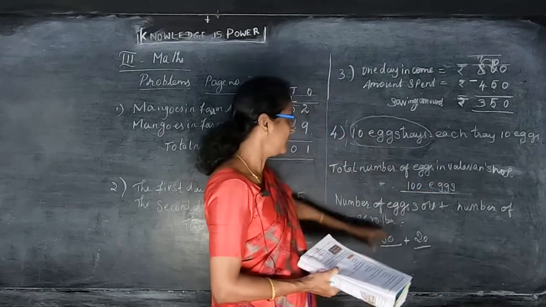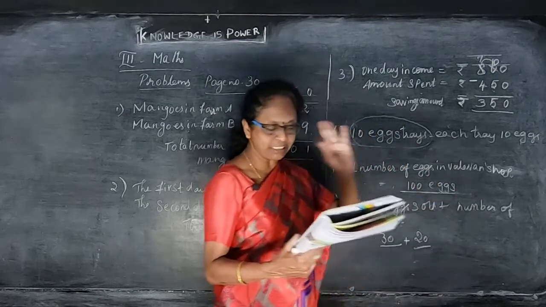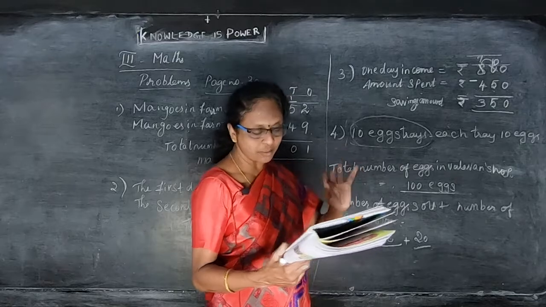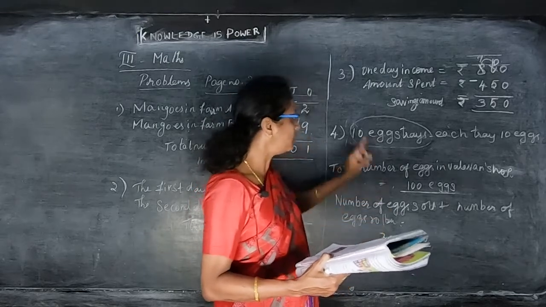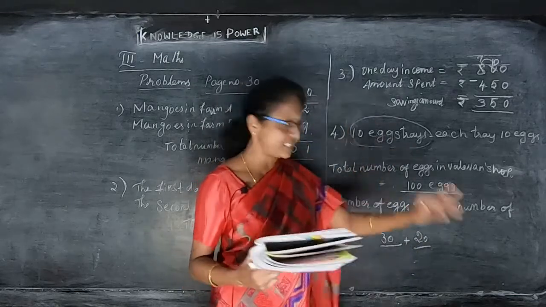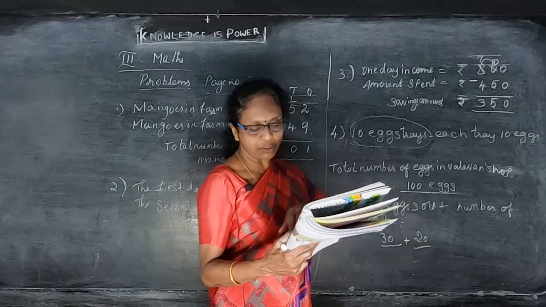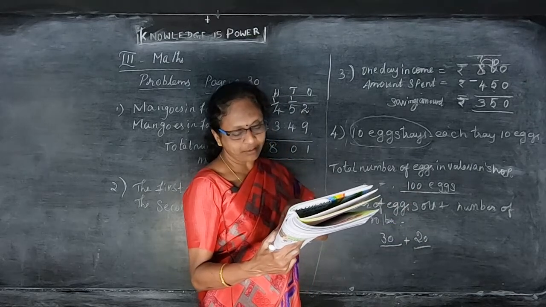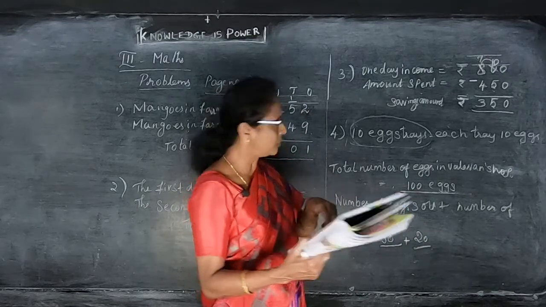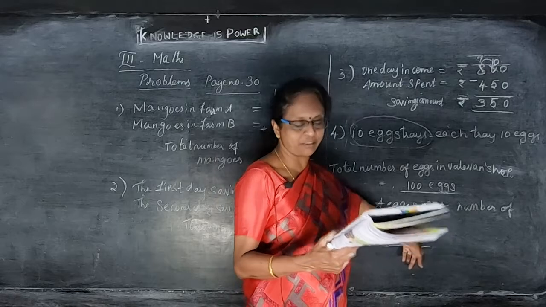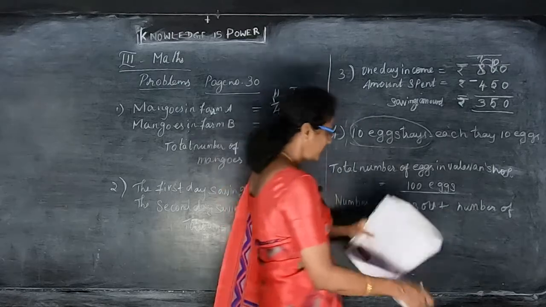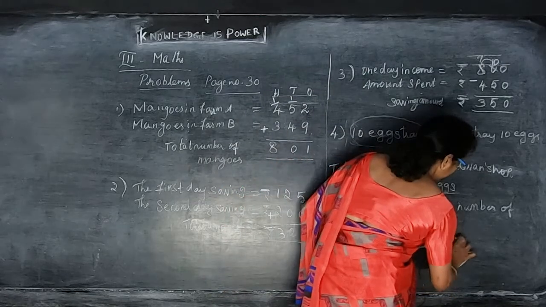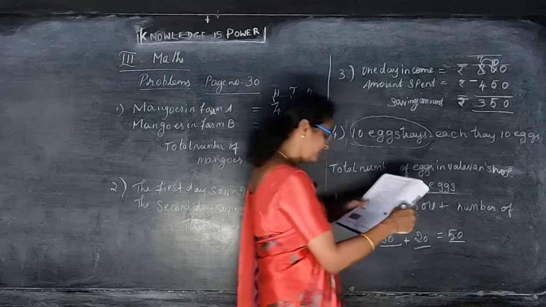Can you understand that? Number of eggs sold: 3 trays of the eggs are sold. If you sold 3 trays, each tray has 10 eggs. 3 trays, 10 each, are 30, and found that eggs in 2 trays were rotten, spoiled. That is 20. So 30 plus 20 gives you how many eggs? 50. So you have to write 50 eggs.